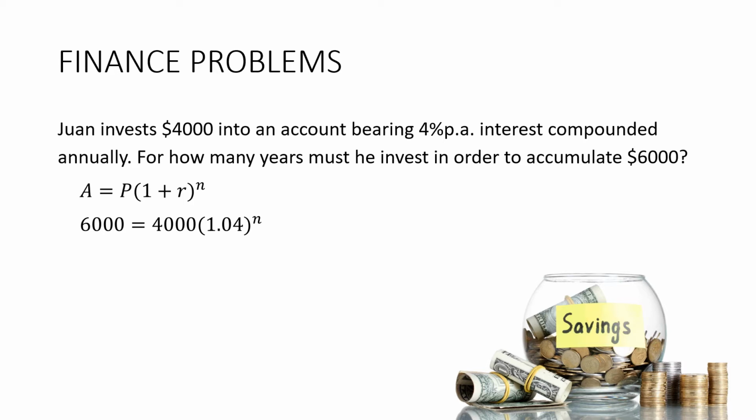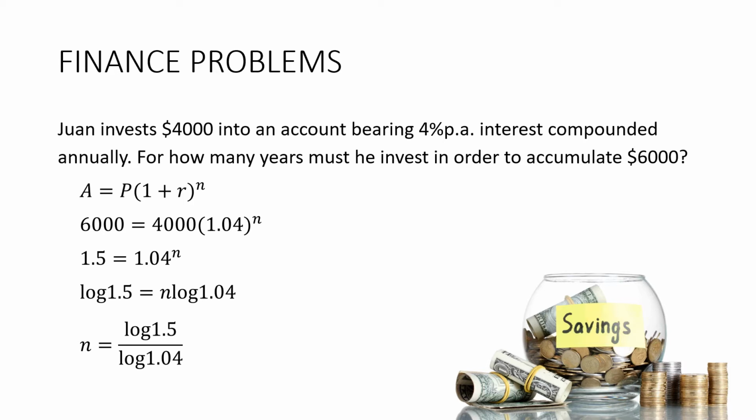Now, this used to be a question that we had to do by guess and check, but we don't need to do that anymore because we can solve an exponential equation like this. We need to get rid of this 4,000 first, though. So do 6,000 divided by 4,000, gives us 1.5. Take logs of both sides. I'm going to do log base 10. Now, I've done something sneaky there. Can you see it? I've moved this n down the front all in one go. You can do an extra step if you want to. Divide both sides by log 1.04. And so n is equal to log of 1.5 divided by log of 1.04, which is 10.3 years.